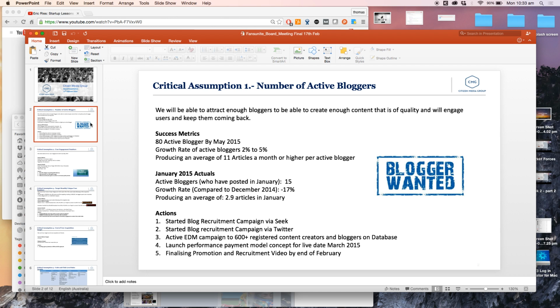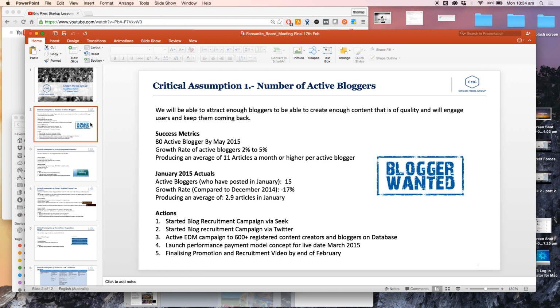So we had success metrics that we talked to the board about. We wanted 80 active bloggers by May 2015, and the growth rate needed to be between 2 to 5% every month. And then we needed them to be producing an average of 11 posts or articles per month. So that was our target: a number, and then a bunch of content. In January, we had 15, and those are pretty low numbers. But that's okay, as long as you're measuring them and you know what's wrong and you know how to fix it.